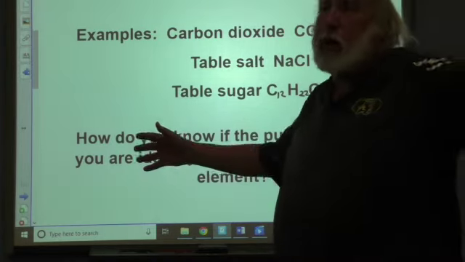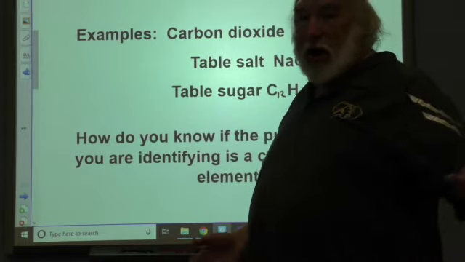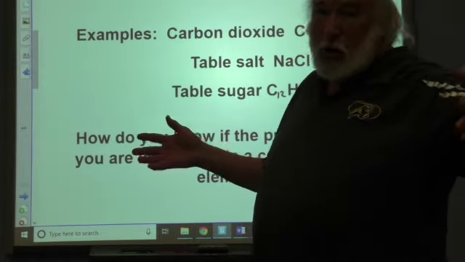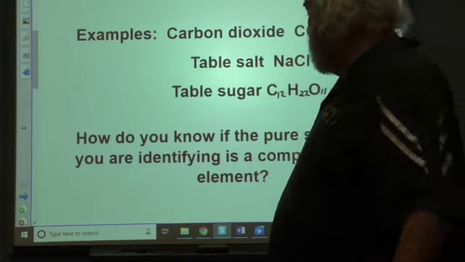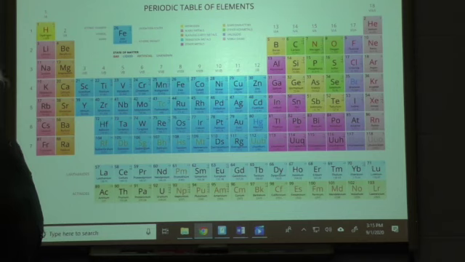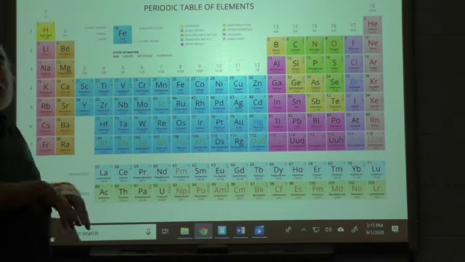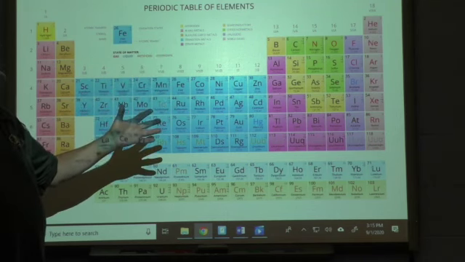So, how do we know? Do we just look at it and say, oh, I know that's a compound or it's an element? Well, again, it comes back to this. If the substance you're looking at has more than one of these things combined with another one of these things, it's a compound. It's that simple.